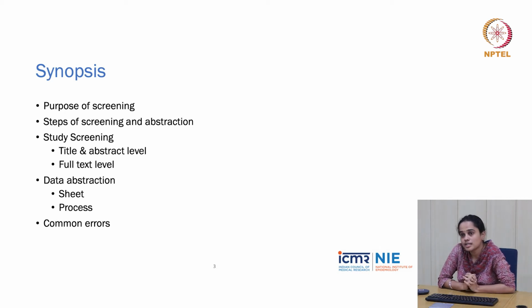So the synopsis of this presentation is going to be the purpose of screening, the steps of screening and data abstraction. When you talk about study screening, we are talking about screening at the title and abstract level and the full text level. When we talk about data abstraction, I'm going to take you through how to design a data abstraction sheet and what the abstraction process actually goes through. And I will briefly touch upon the common errors that you're likely to encounter in this process.